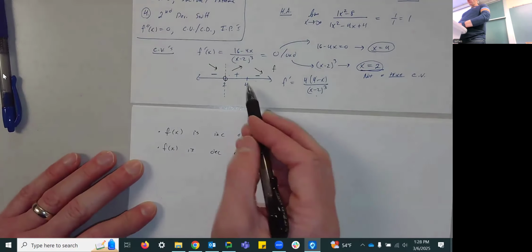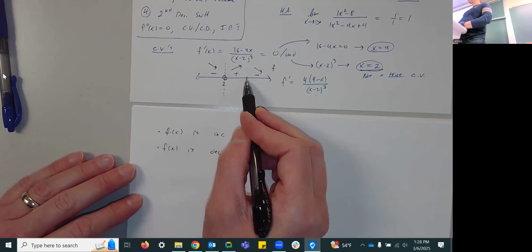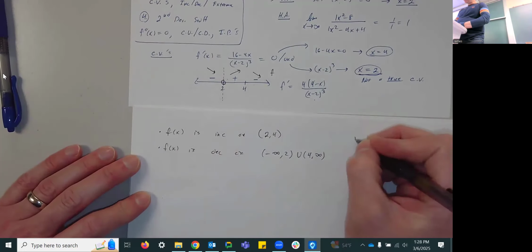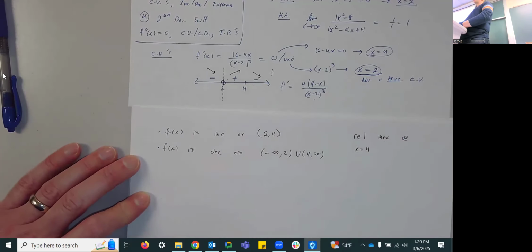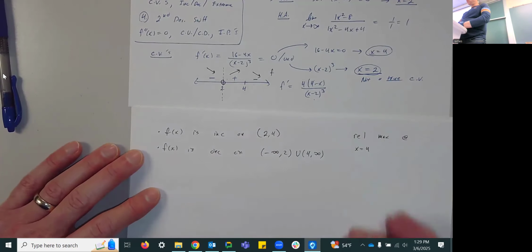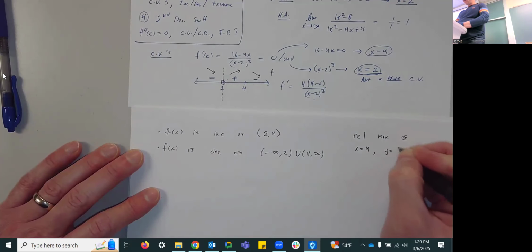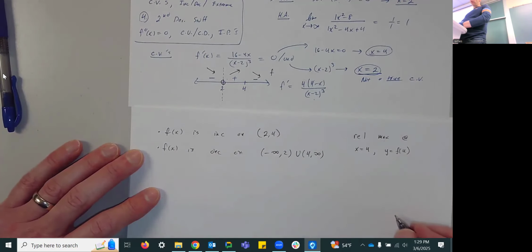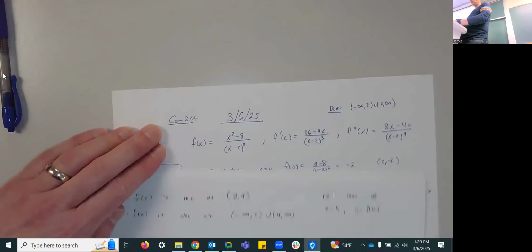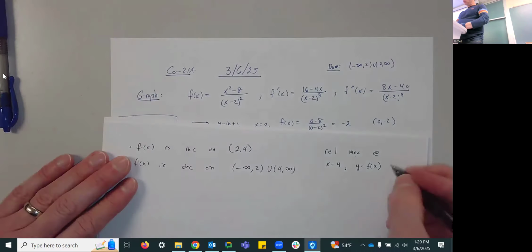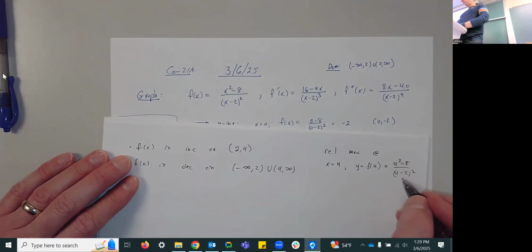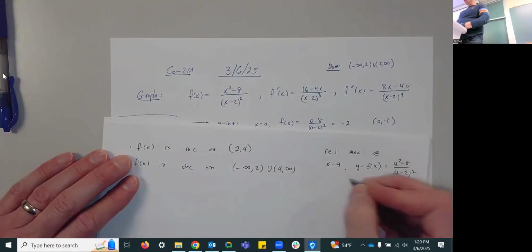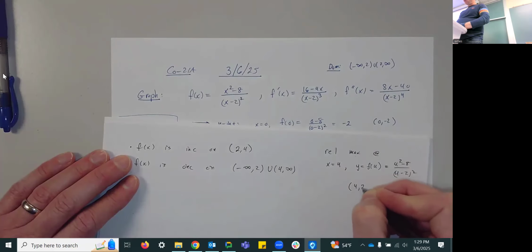On the other hand, over here at 4, where the function certainly is defined, we have a relative maximum. We have a relative maximum at x equal to 4. Since we're going to be graphing this, we also want to find the corresponding y coordinate. So x equals 4, y equals f of 4, which we're going to plug back into the original function. The original function was x squared minus 8 over x minus 2 squared. So f of 4 is going to be 4 squared minus 8 over 4 minus 2 squared, which is 16 minus 8, so 8 over 2 squared, which is 4. 8 over 4 is 2. So my relative maximum occurs at the point 4, 2.